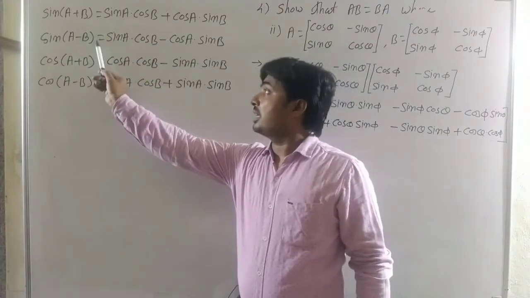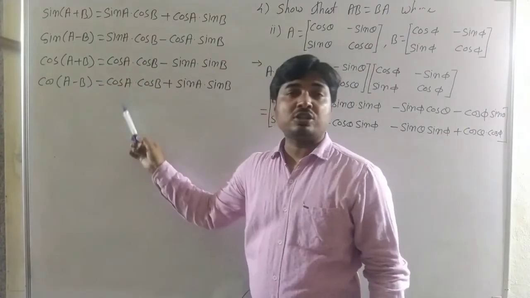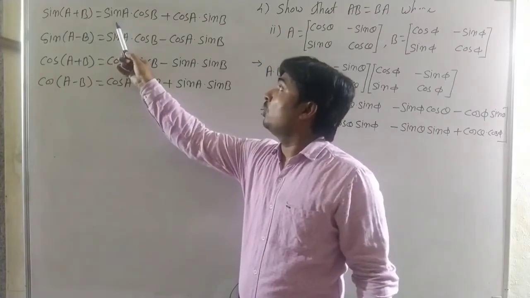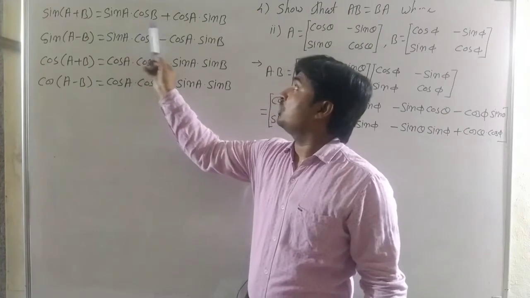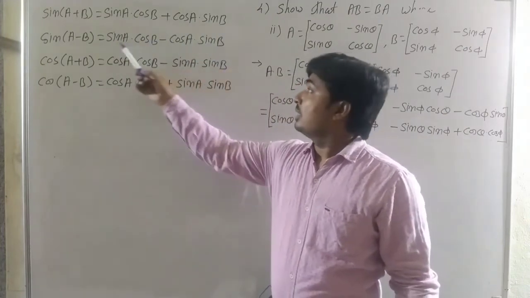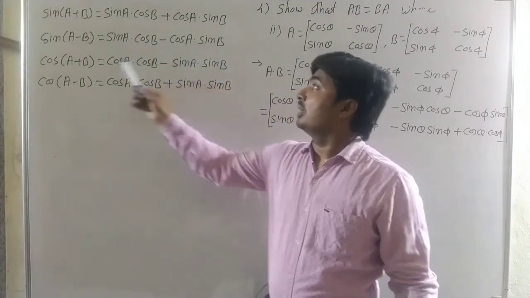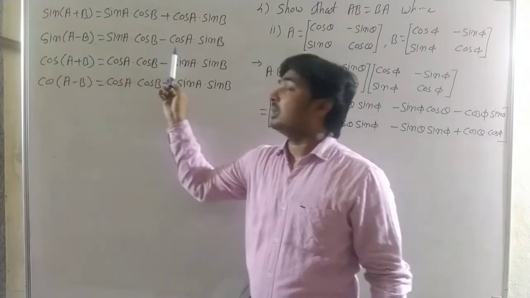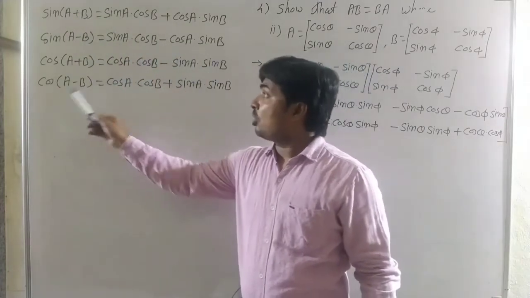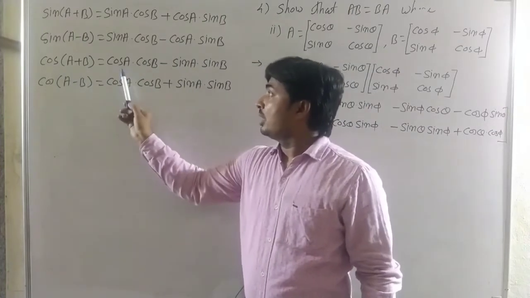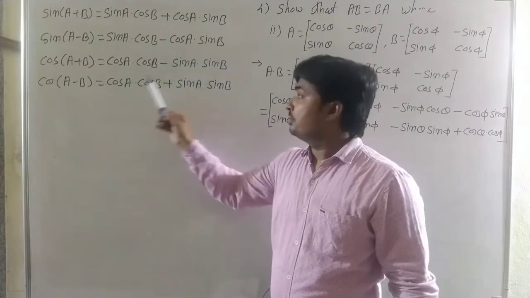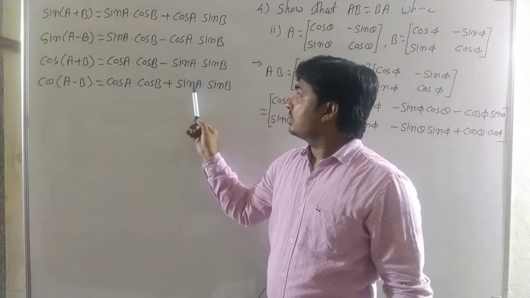Sin A plus B, and sin A minus B. Cos A plus B, and cos A minus B. In sin A plus B or sin A minus B, there is one sin and one cos, that is sin A cos B and cos A sin B. If addition it is addition, and if subtraction it is subtraction. In cos A plus B or cos A minus B, both are cos and both are sin: cos A cos B, sin A sin B.